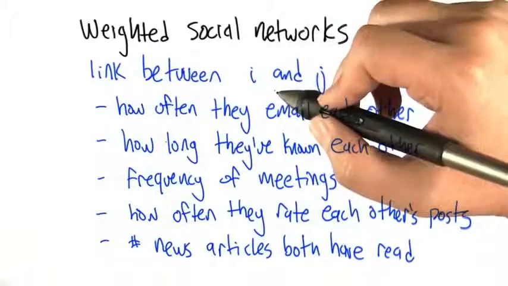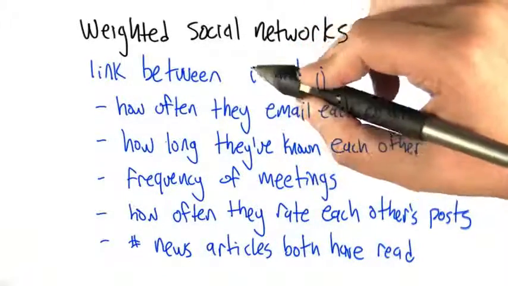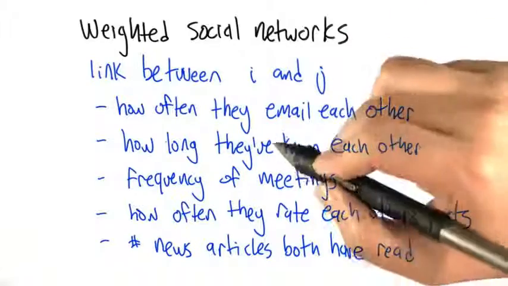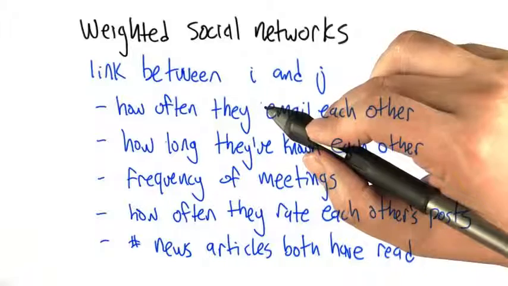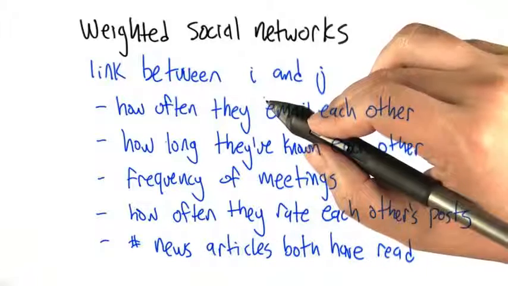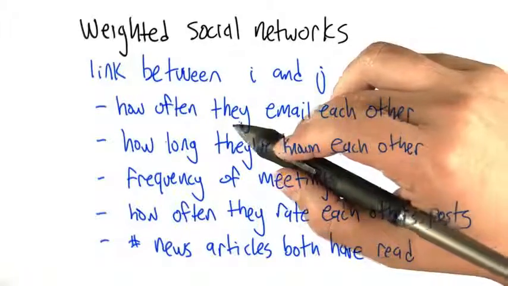In the example we were just talking about with the Marvel comic book characters, the strength of the link between some character I and some character J was the number of comic books they appeared in together. Now, this isn't actually a very useful metric for real-life social networks. I have not appeared in any comic books with anyone. I have one friend who actually has appeared in a comic book.